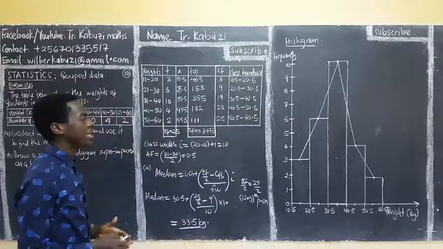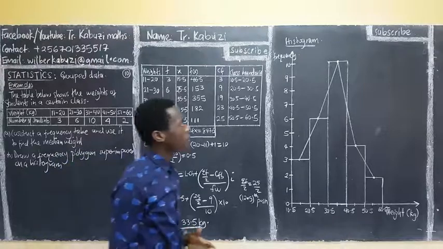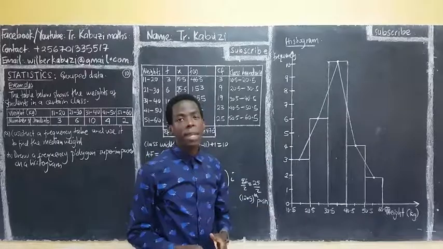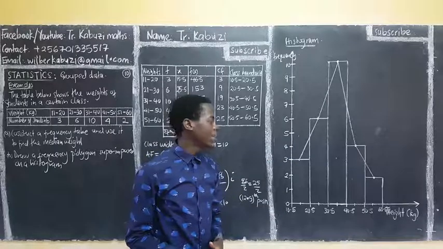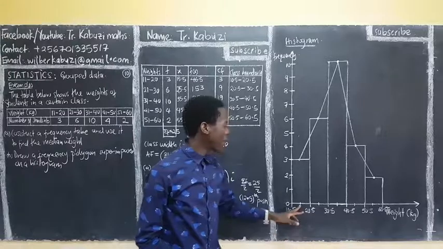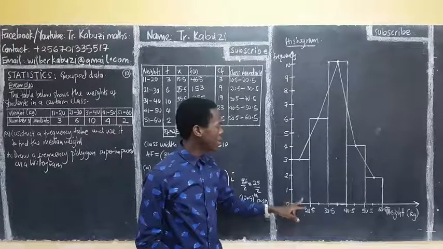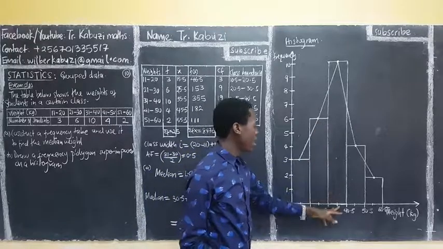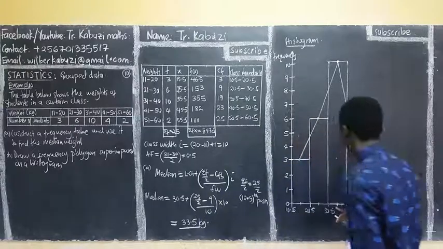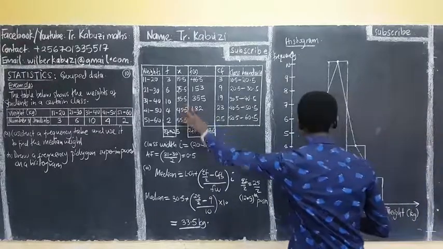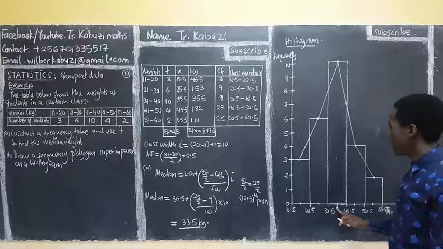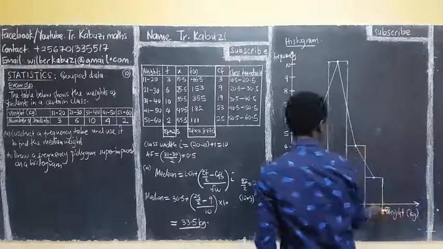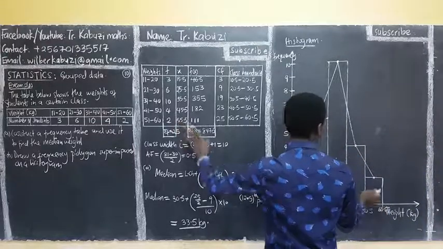Now, to draw the frequency polygon, as we saw, it is plotted with the frequency against the midpoints. So I'm asking for the midpoint of this class, which goes with this. The midpoint here is 35.5, so I'm putting it there. Then the midpoint here is here, and the midpoint here, which is 55.5, is there.